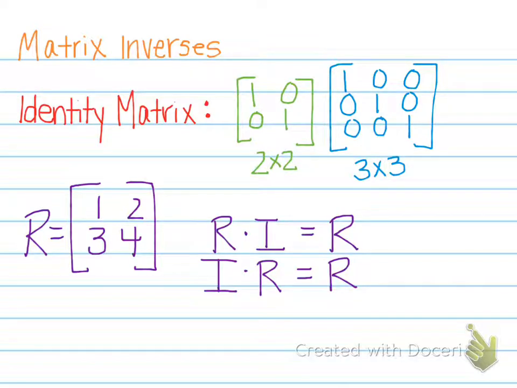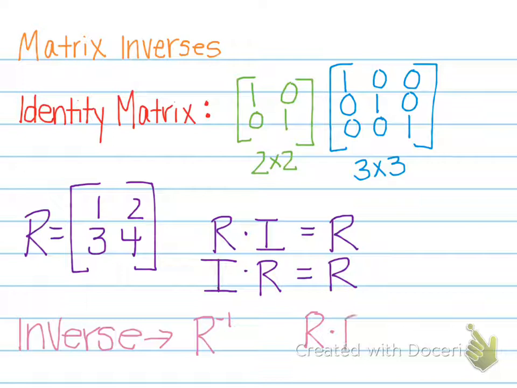Now, the inverse of matrix R would be denoted by R to the negative 1, like you've seen in functions. So what does this mean? This means that the original times its inverse will equal the identity matrix. Just like with functions and numbers, the original times the inverse gives you 1, for instance.